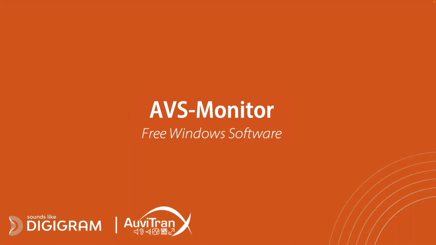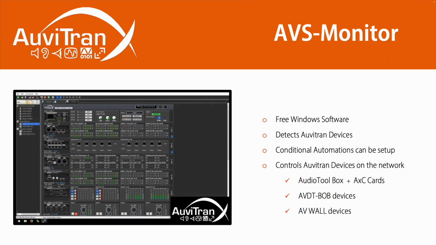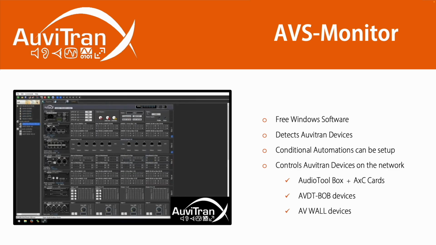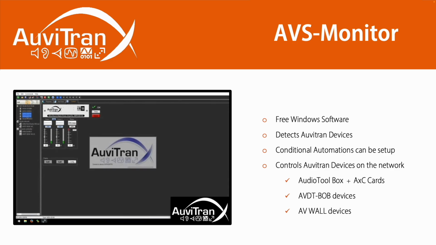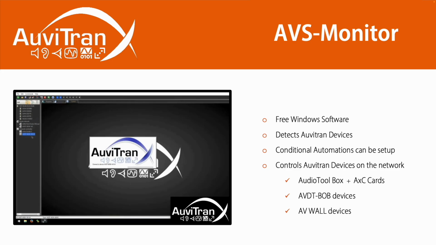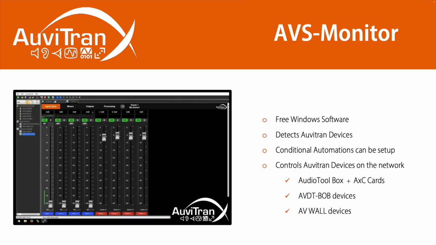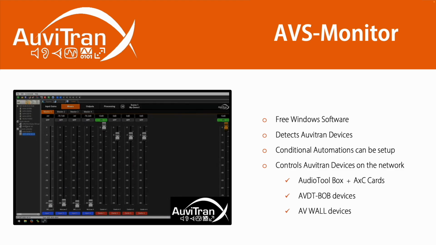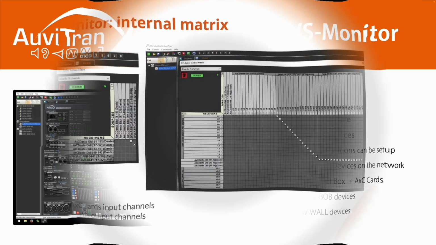In addition, there's free Windows software that you can download that gives you the ability to detect all the Auvitran devices and set up conditional automations. So if you want certain things to take place based on a signal being present or lost or something like that, you have up to 20 to 30 automation commands that you can add and trigger all kinds of things to take place. The AVS Monitor will control all the Auvitran devices on the network, including the toolbox, the individual cards that are installed, the AVDT-BOB devices, as well as the AV wall devices.